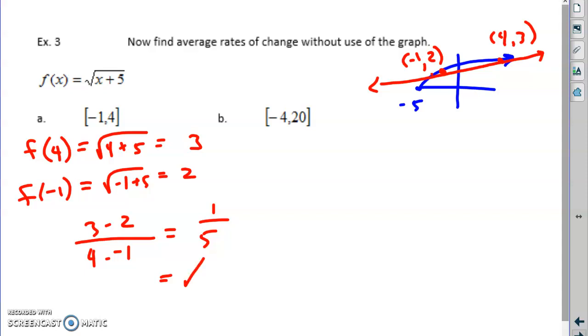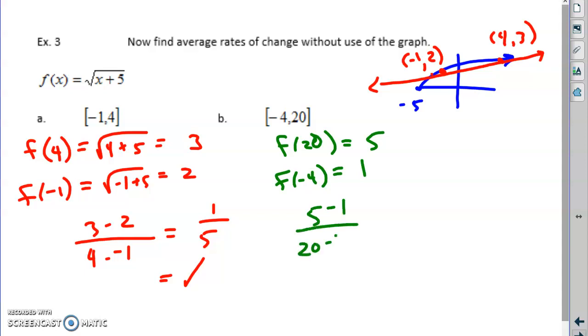All right, 4 to 20, we won't bother with the graphical. We'll just do a numerical. F of 20: 20 plus 5 is 25, square root is 5. F of -4: -4 plus 5 is 1, square rooted is 1. 5 minus 1 over 20 minus -4. 5 minus 1 is 4. 20 plus 4 is 24. 4 divided by 24 is 1/6. An even more gradual positive slope.